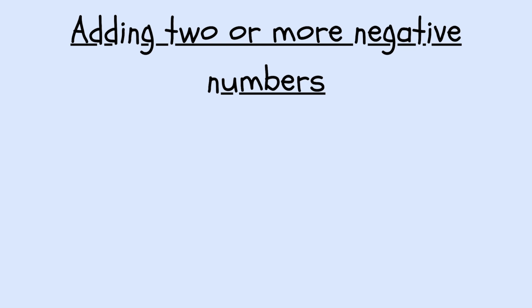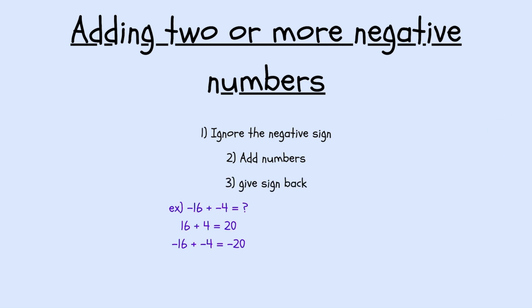Now we're going to be focused on adding 2 or more negative numbers. So the first step is to ignore the negative sign. Then add the numbers and give the sign back. For example, negative 16 plus negative 4. You can ignore the negative sign, so do 16 plus 4, and you get 20, and you give the sign back and get the result of negative 16 plus negative 4 is equal to negative 20.